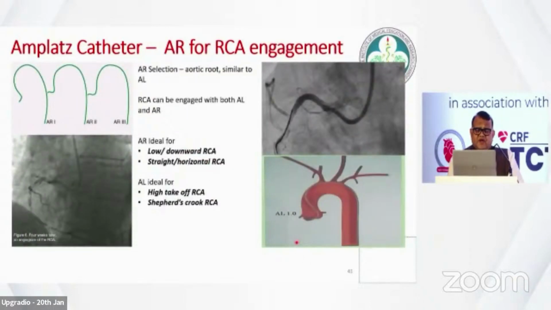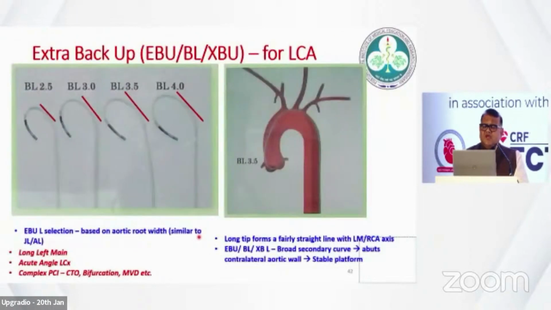So you do an AR guide. It is again depending on the AR 1 to 3, depending on the aortic root size. Larger the size, you have to do AR 2 or AR 3. Most commonly, it's an AL1 which is used for the right coronary artery in the complex lesion. But then AR is another guide which can be of use.